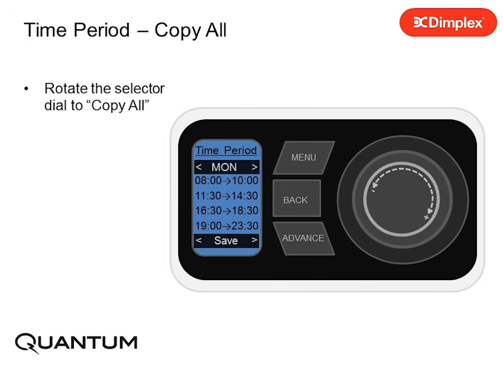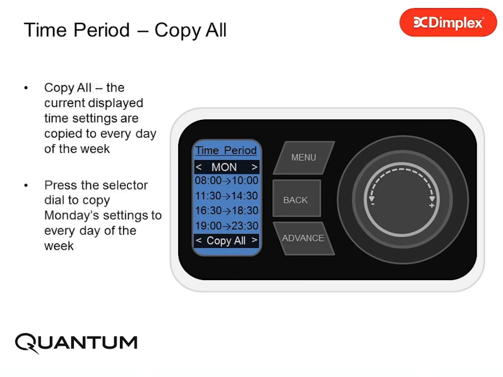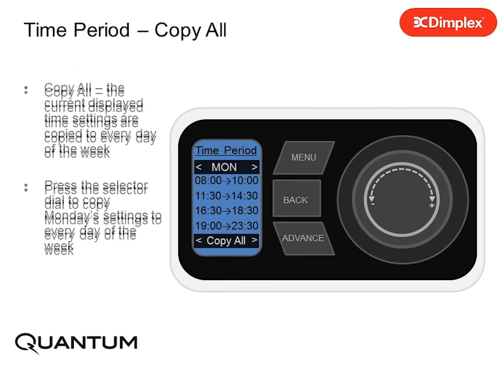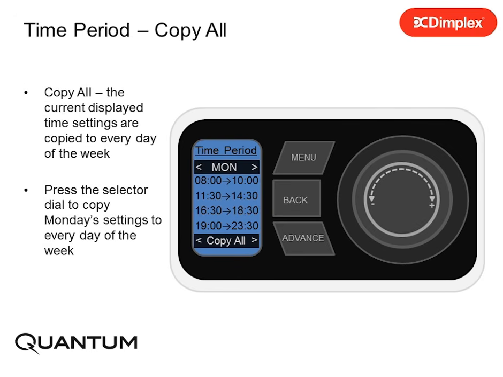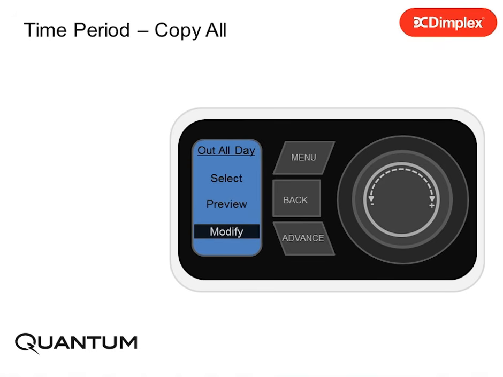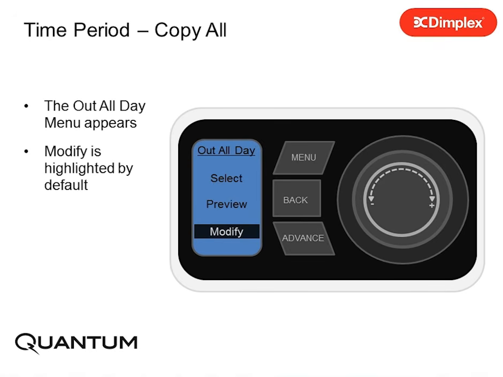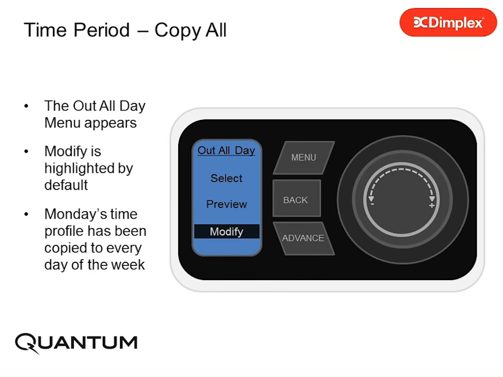Rotate the selector dial to copy all. In Copy All, the current displayed time settings are copied to every day of the week. Press the selector dial to copy Monday's settings to every day of the week. The Out All Day menu appears. Modify is highlighted by default, and Monday's time profile has been copied to every day of the week.